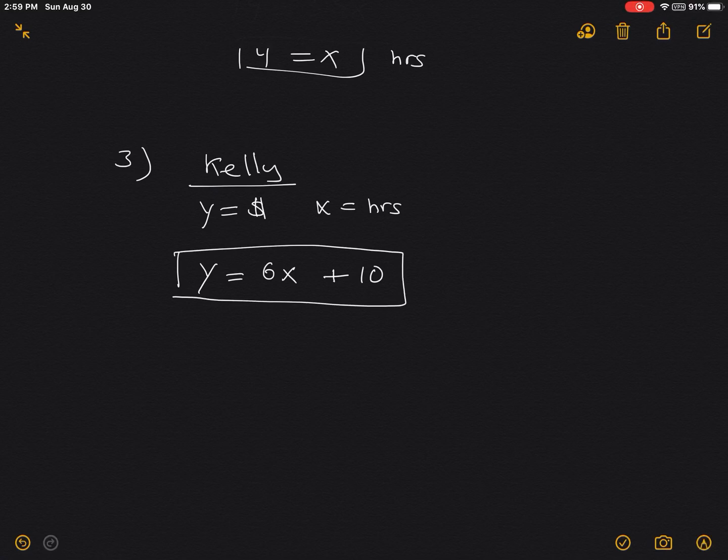This 10 is always going to be fixed when x is 0. You're always going to have to pay that fee no matter what. And then for each hour after that flat fee, this is your slope. That's what you multiply by. That's the hourly rate that she charges. Okay, so this is very, very standard in any kind of utility bill.